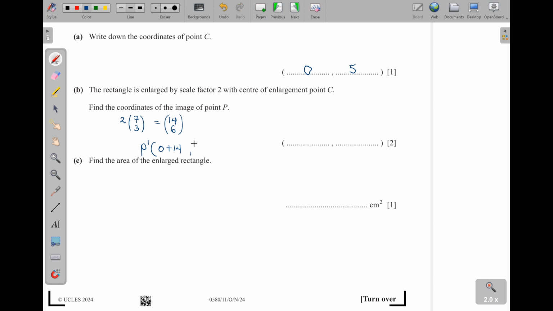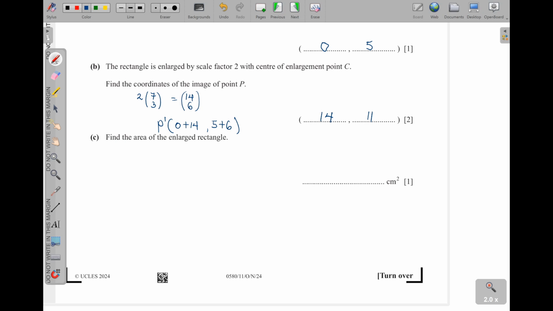So this one will then be 5 plus the 6. 14 is the x here, and then the 6 here goes to the y coordinate of P. So altogether this one is going to give us 14, and then here 11.